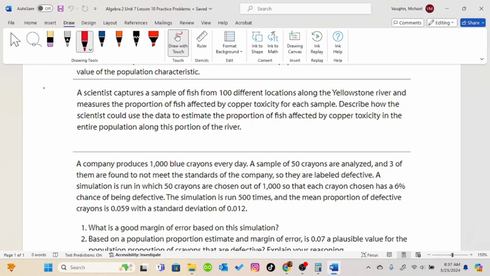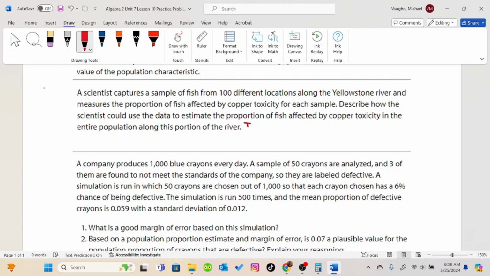A scientist captures a sample of fish from 100 different locations along the Yellowstone River and measures the proportion of fish affected by copper toxicity for each sample. Describe how the scientist could use the data to estimate the proportion of fish affected by copper toxicity in the entire population along this portion of the river.